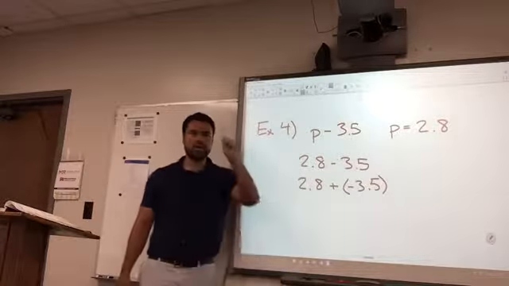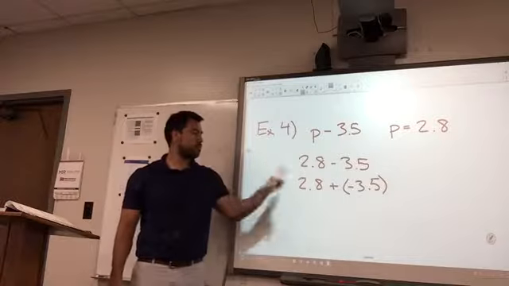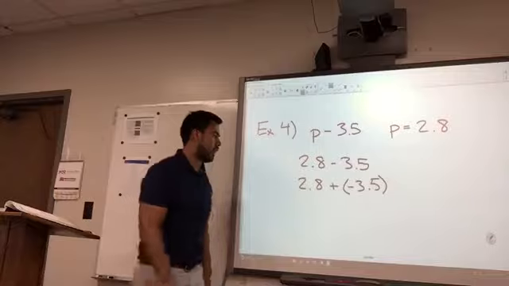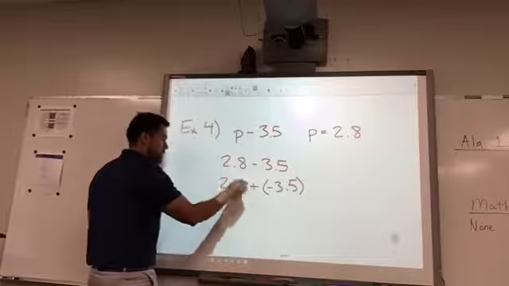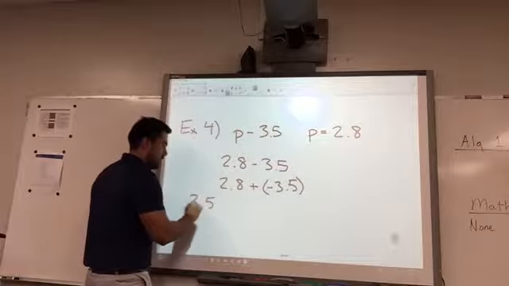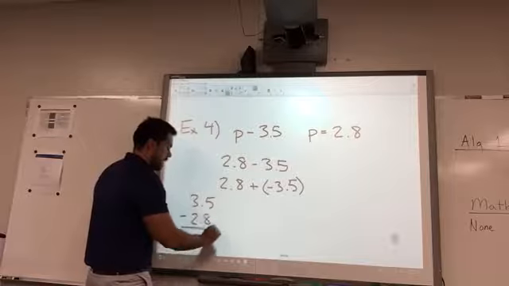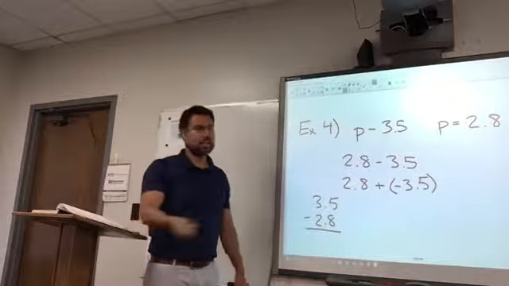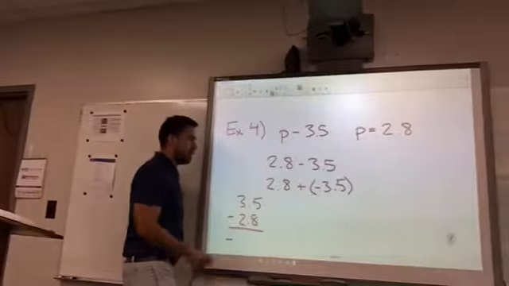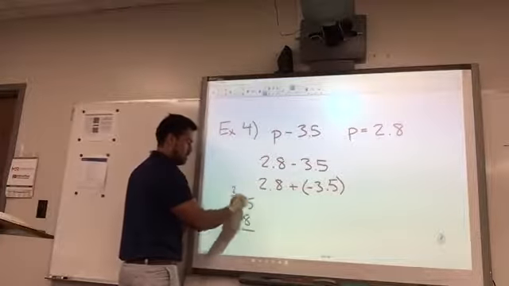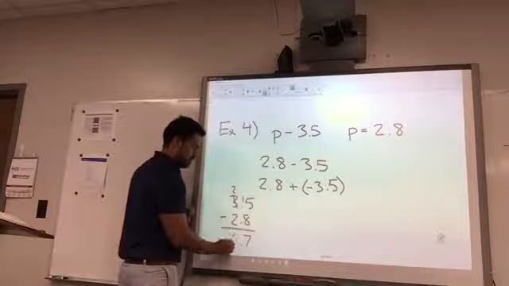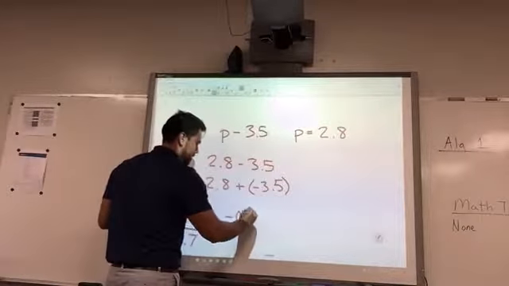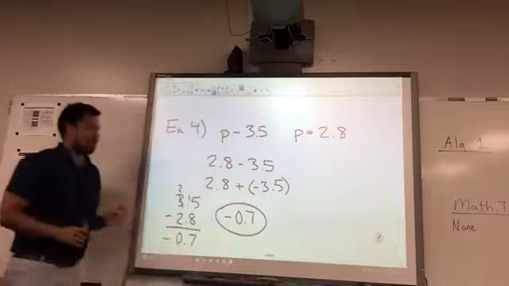And so which rule am I using? Second rule, different sign. So what am I basically doing? I'm taking the bigger absolute value minus the smaller, 3.5 minus 2.8. And automatically, what sign is it going to be? I already know it has to be negative. So negative 0.7.